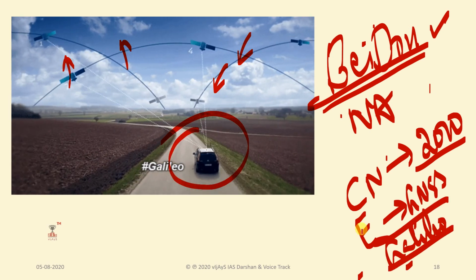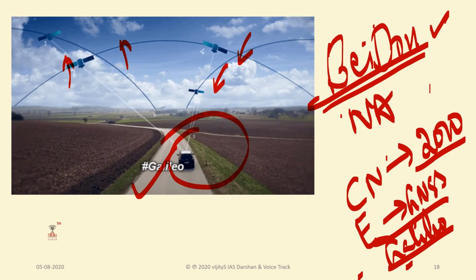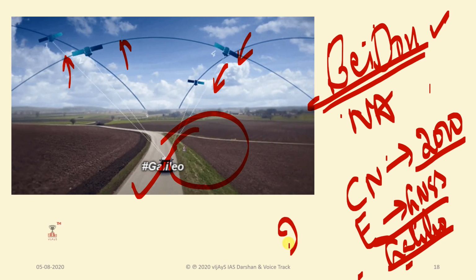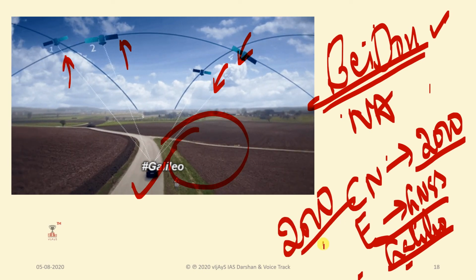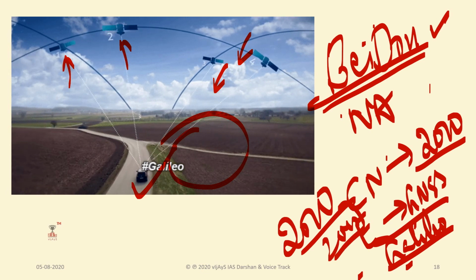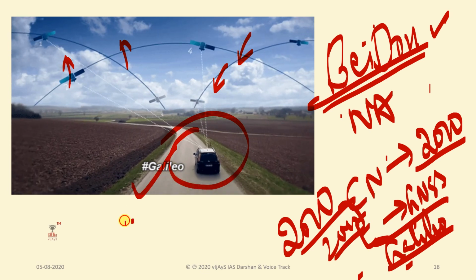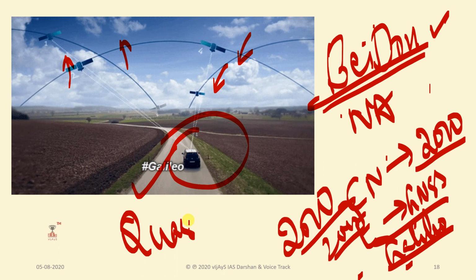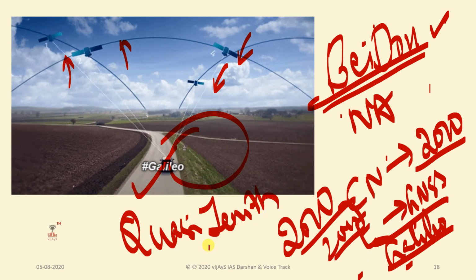Galileo is here, you are seeing the Galileo picture only, and this also will be developed by this year or otherwise by 2021. And Japan is also making one navigation system here, QZSS. This you need to remember, QZSS.